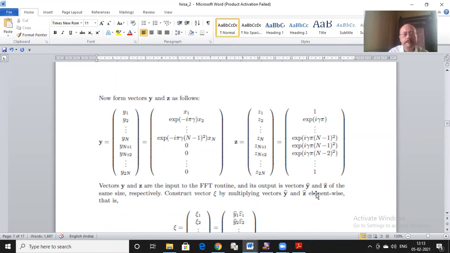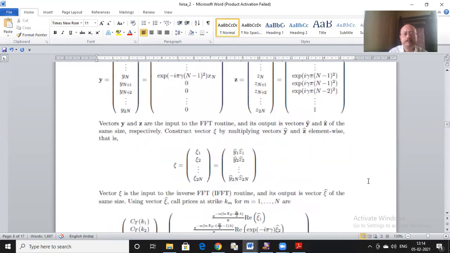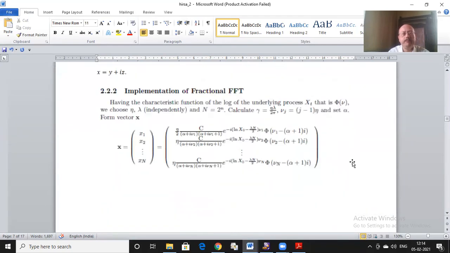And with this y and z, I have as my input to the fractional FFT routine. The output will be y hat and z hat of the same size. I construct a vector xi by multiplying them element-wise. So I compute y hat, z hat from my FFT routine.